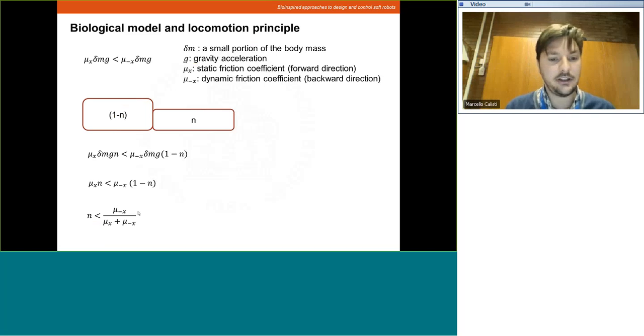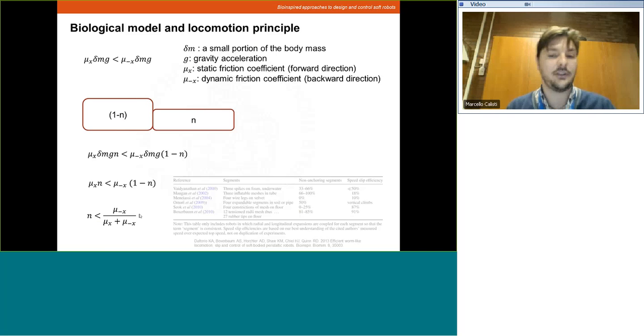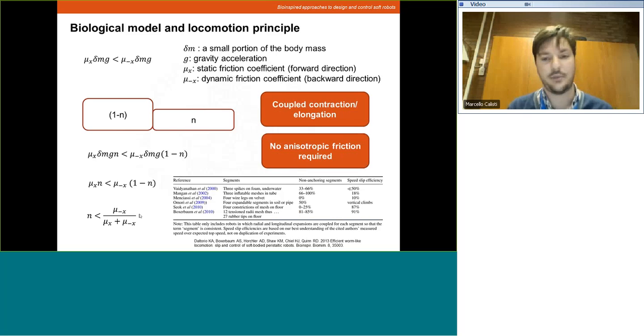You can see that it is not required, in the formula on the bottom left, that the 2 friction coefficients are different. They can be even the same. You are only reducing the number of segments that you can use each time. Of course, if you have differential friction, you can move more segments. So again, it requires an elongation and a contraction, let's say, that can be coupled, as most of the soft robots are doing right now, but no anisotropic friction is required.